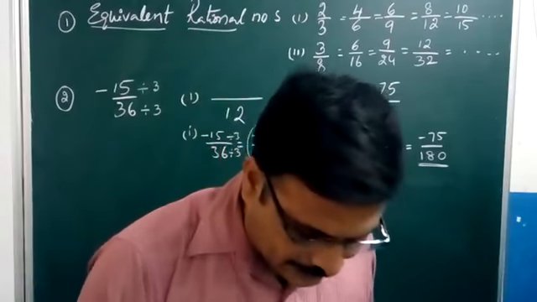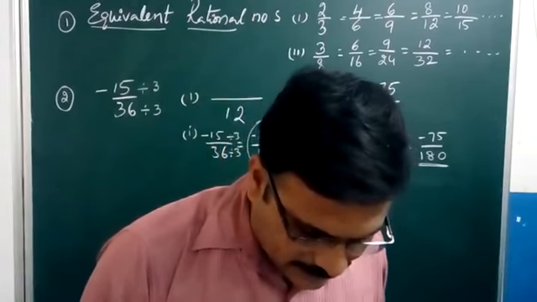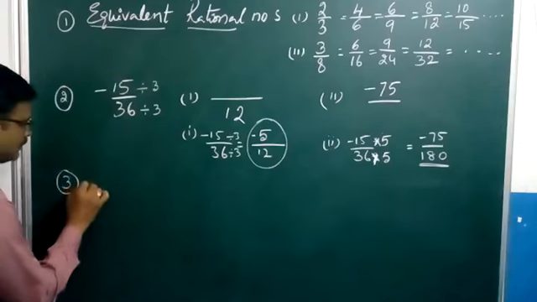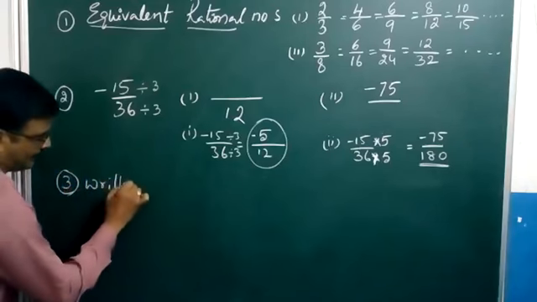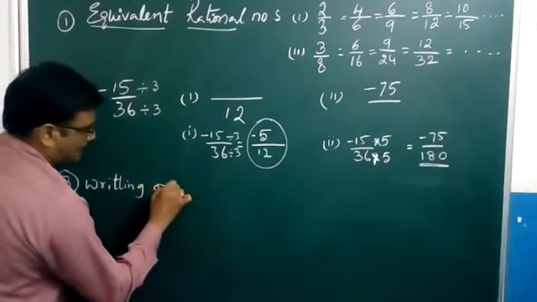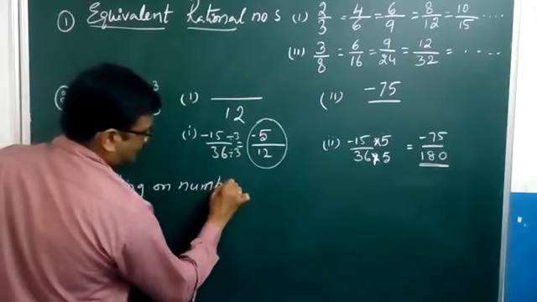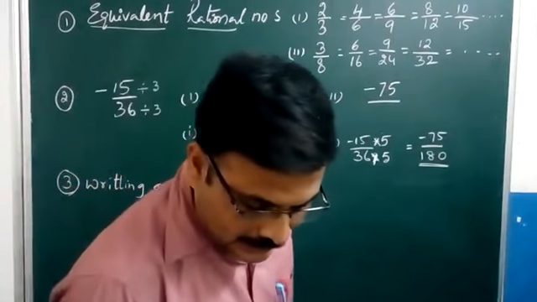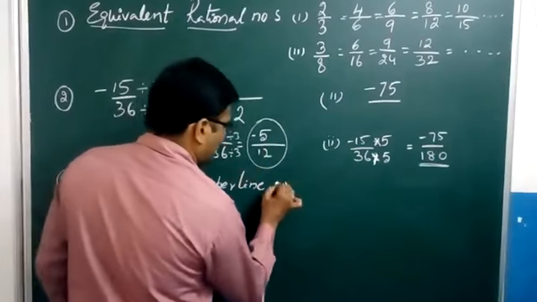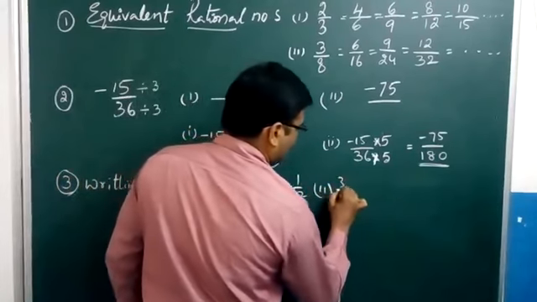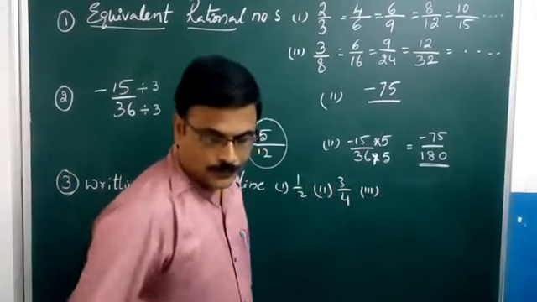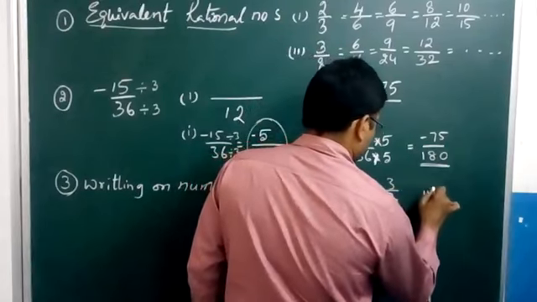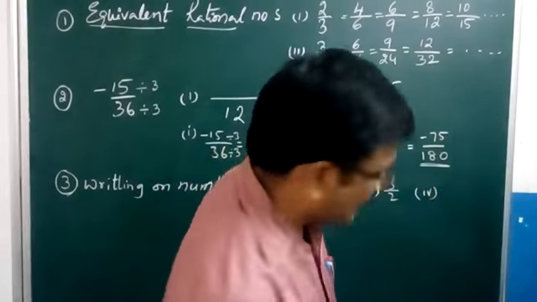Coming to the third section, mark the following rational numbers on the number line. Third one, writing on the number line. So here given to you are 1 by 2, 3 by 4, 3 by 2, and then 10 by 3.